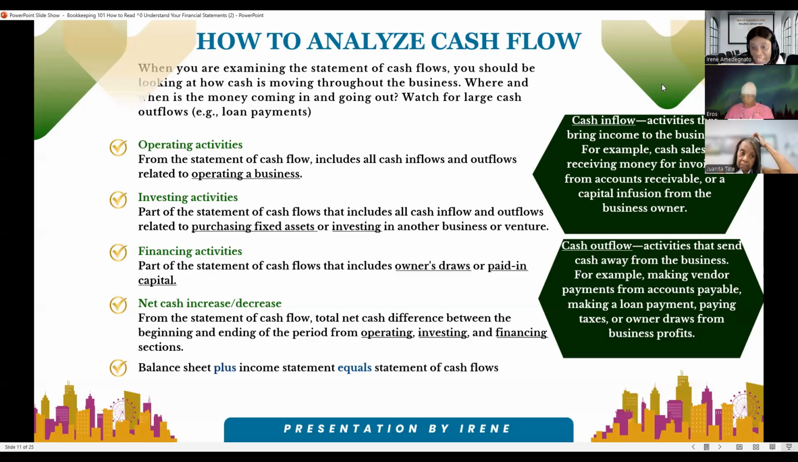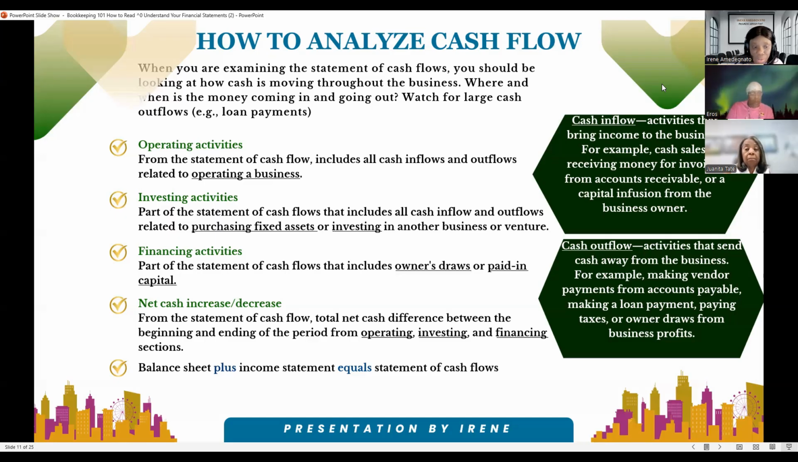Now, if the cash in and cash out came from, for example, purchasing a fixed asset like a car, or investing in another business, it's called investing activity. This is not operations. The third activity is financing activity. It's the part of the cash flow that includes owner draw, for example, when you draw money, or you have paid-in capital. These only relate to financing activity.